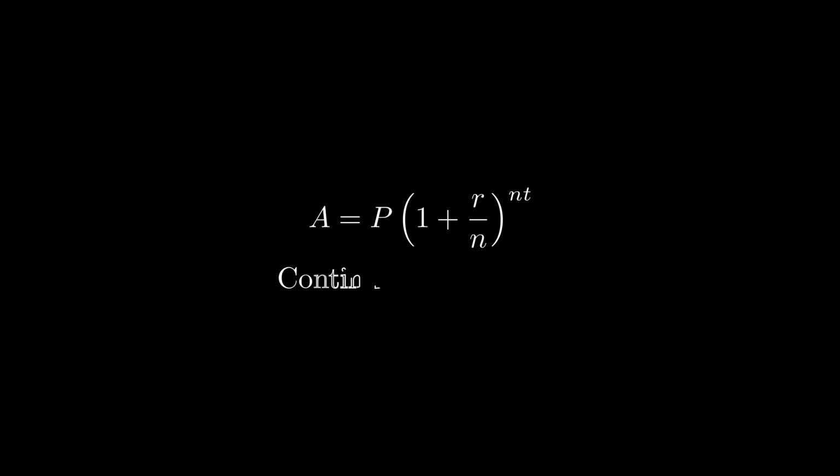In engineering, limits appear in tolerance specifications. A part might need to be manufactured to within 0.01 mm of the design specification. This is essentially a limit concept, as our manufacturing precision approaches the tolerance limit, the part becomes acceptable. In finance, continuous compound interest uses limits. As the number of compounding periods per year approaches infinity, we arrive at the formula A equals P times e to the rt.